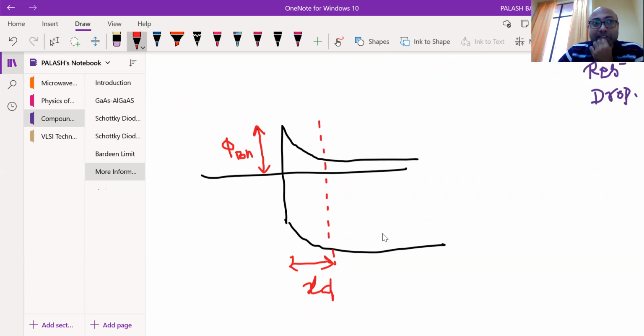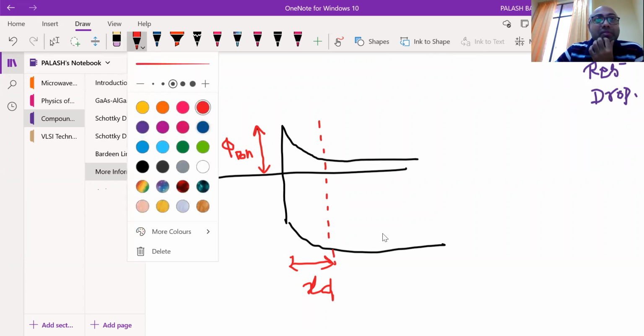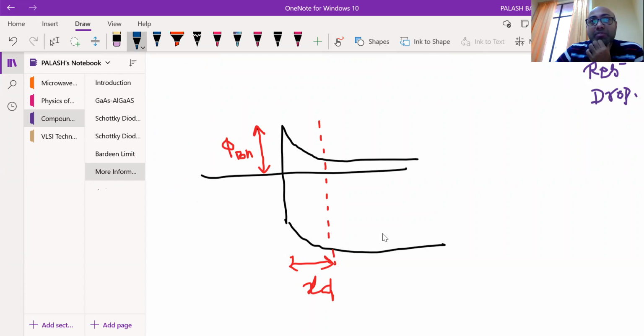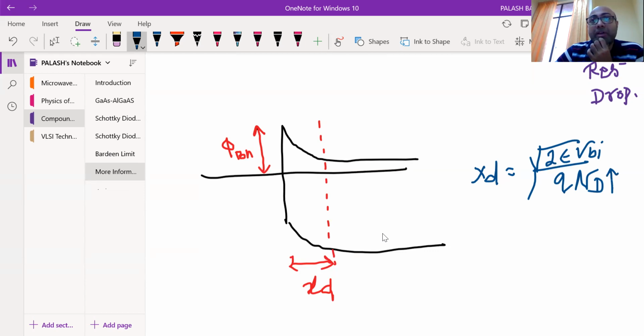Now, look at that. Can you reduce your depletion width? How to reduce it? Suppose you reduce it with this phenomenon. That means if you increase your doping concentration N_D, your depletion width will decrease. What is the consequence? So that means you are increasing your doping concentration.